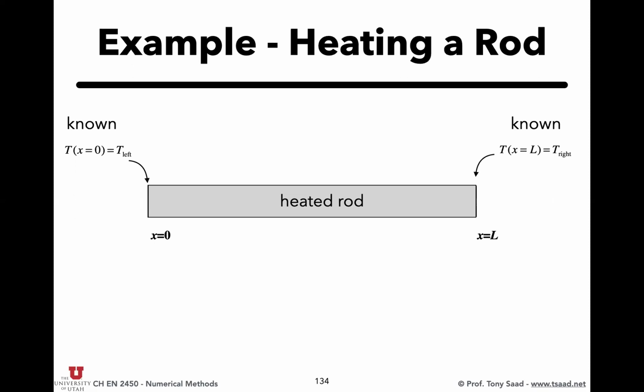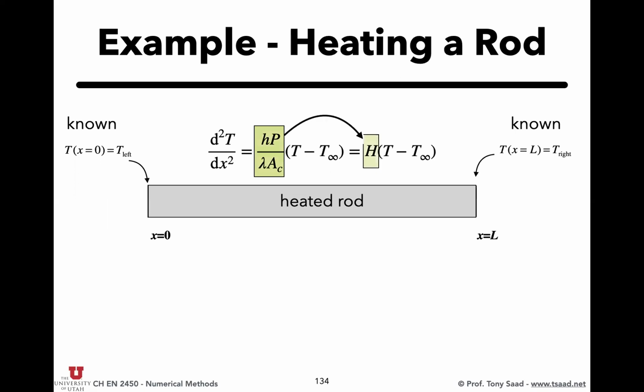We're going to call it the heated rod. We'll give it this kind of gray rectangle, and we know the temperature at the left, and we know the temperature at the right. And we're going to write this governing equation, and note what I did. I replaced HP over lambda AC by capital H. To me, this is just a number.